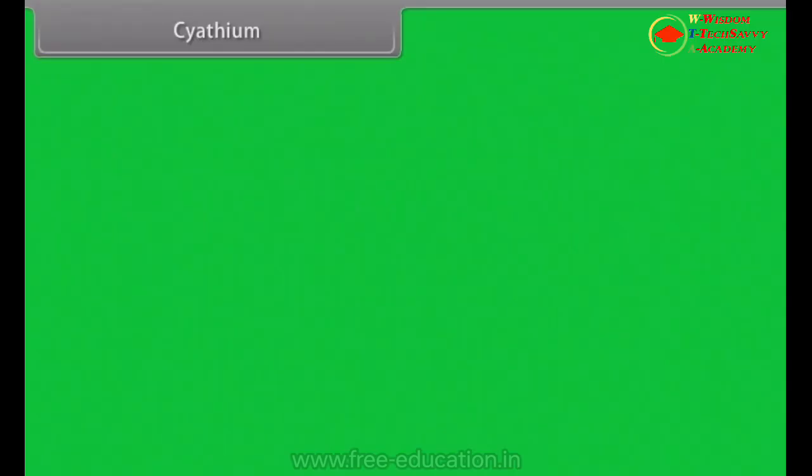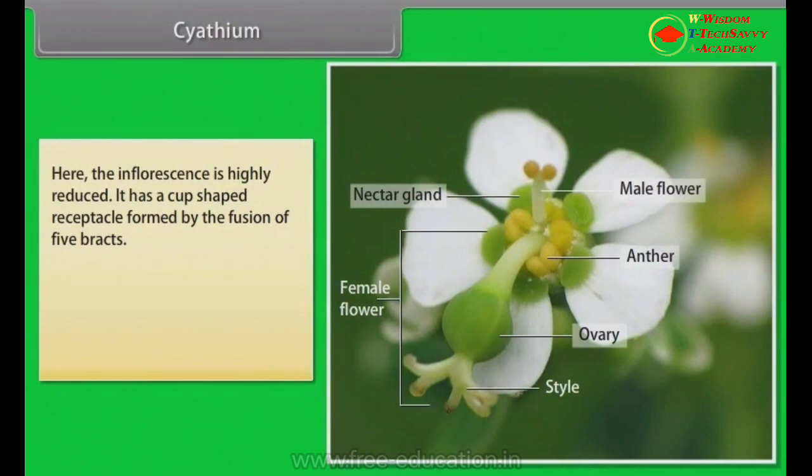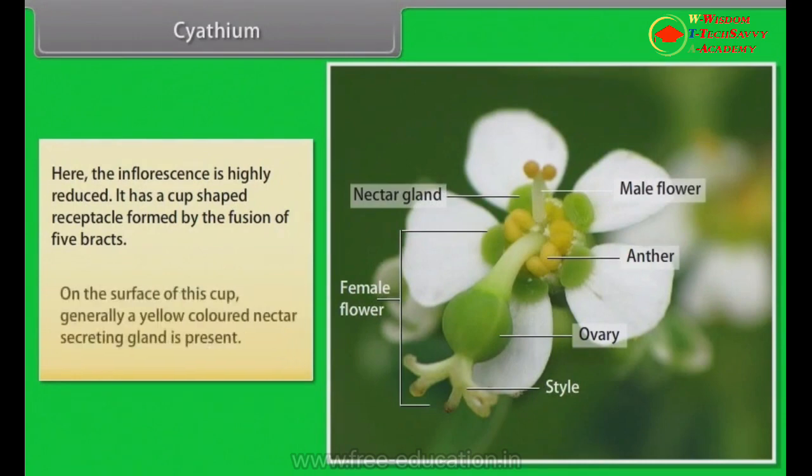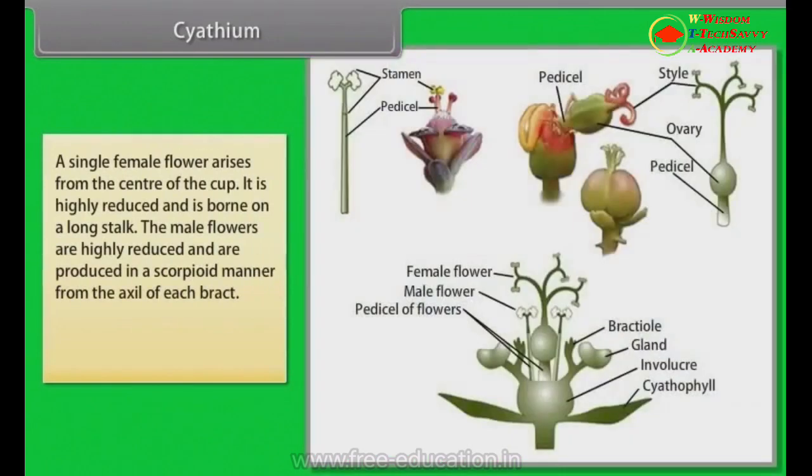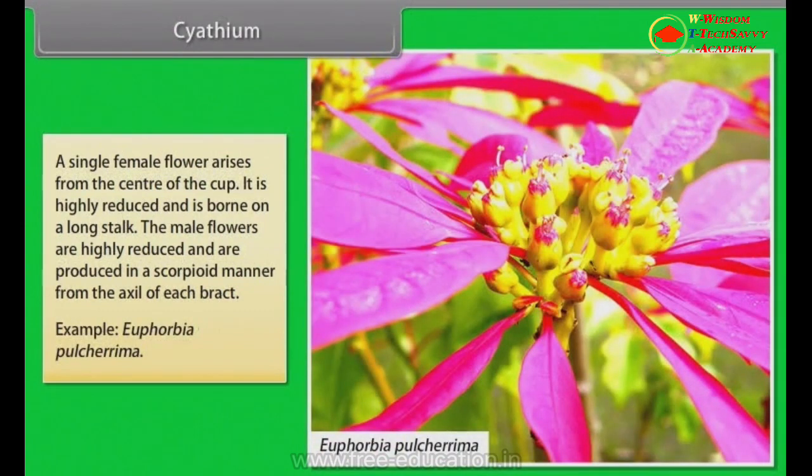Cyathium. Here the inflorescence is highly reduced. It has a cup-shaped receptacle formed by the fusion of 5 bracts. On the surface of this cup, generally a yellow-colored nectar-secreting gland is present. A single female flower arises from the center of the cup. It is highly reduced and is borne on a long stalk. The male flowers are highly reduced and are produced in scorpioid manner from the axil of each bract. Example, Euphorbia pulcherrima.